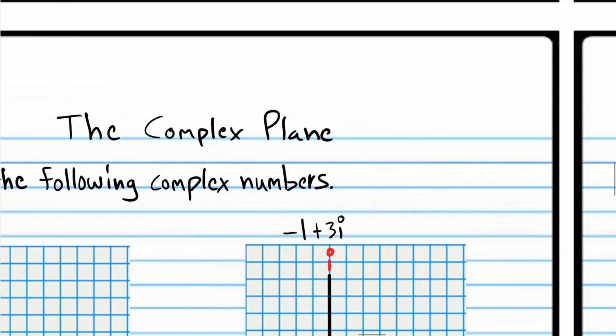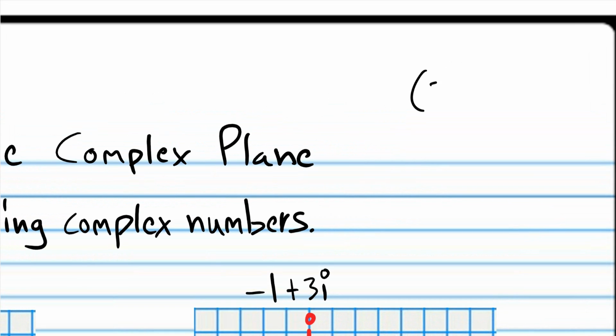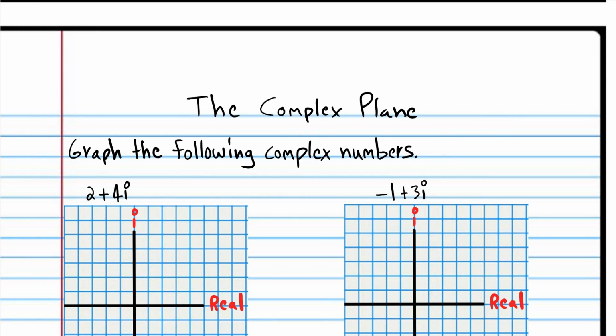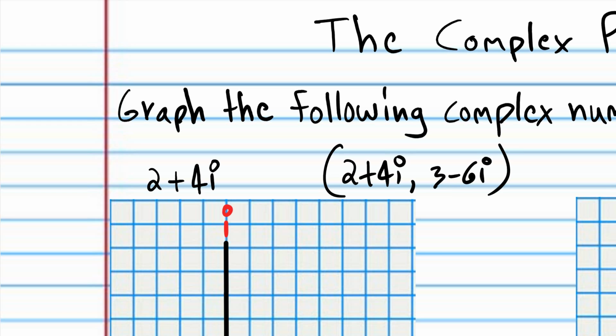Now, normally when you graph something, you have ordered pairs. For example, you might have 2, 4, and this is the horizontal movement and the vertical movement. So you have numbers separated by a comma, right? Well, when you graph a complex number, you don't have a comma. You don't have two numbers like 2 plus 4i, comma 3 minus 6i. That's not how complex numbers are graphed.